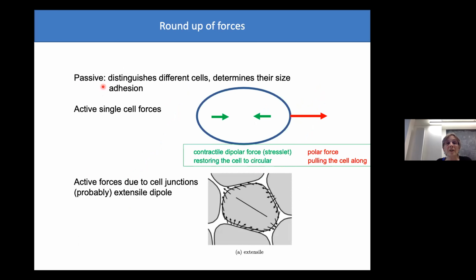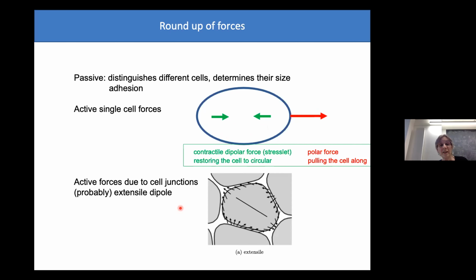The passive force distinguishes different cells, and it basically sets up the model, and then it worries about adhesion between the cells. And so it's the passive part of junctions between cells. Then you have active forces. Certainly cells have a polar force, because else they wouldn't move at all, they just change shape. So you get the polar force pulling them along. And then you get a contractile force restoring them to circular. And you could put this in as a dipolar force or a stresslet, but it's not super important. It just sort of helps them get back to a circle.